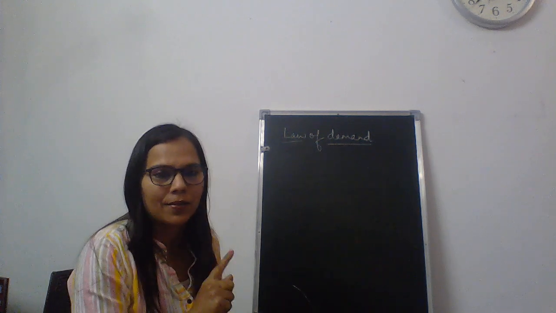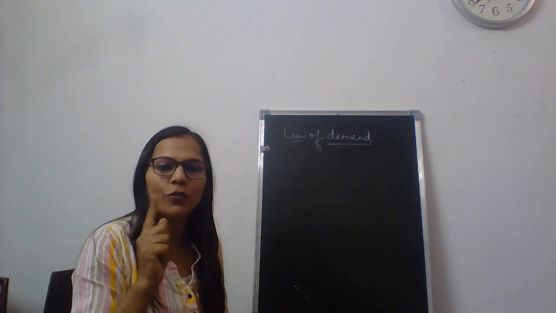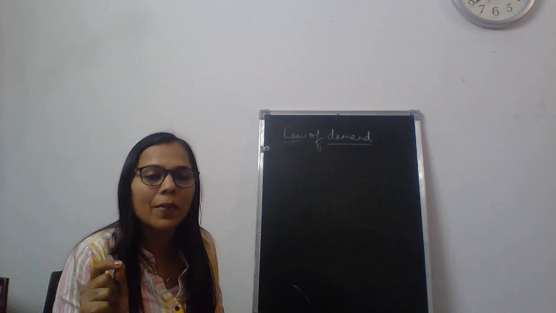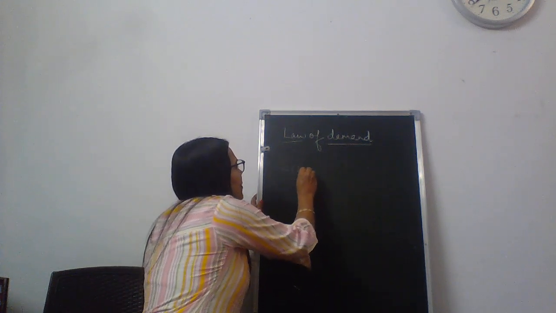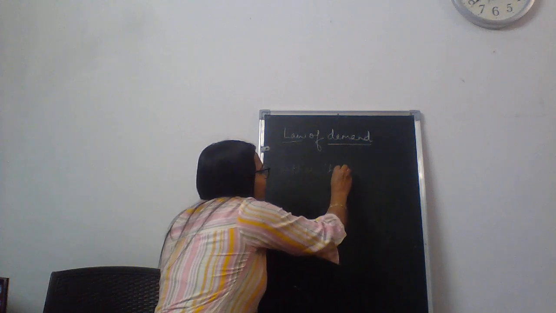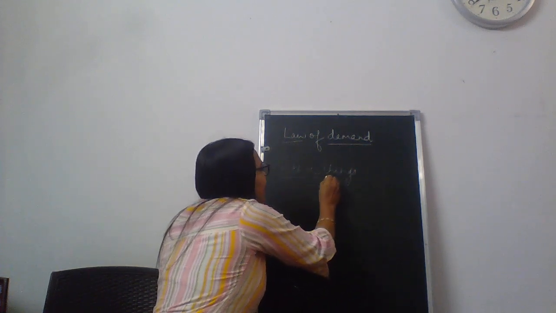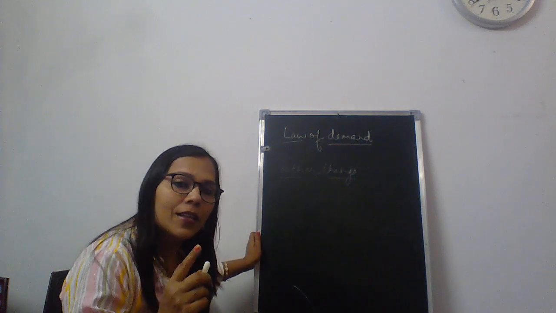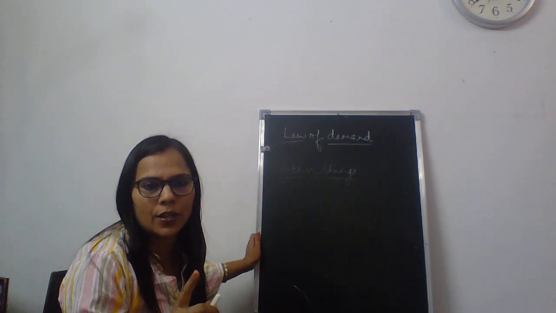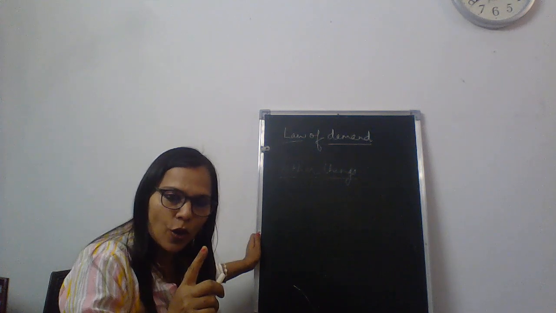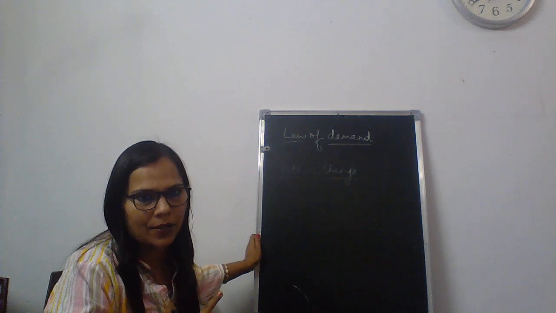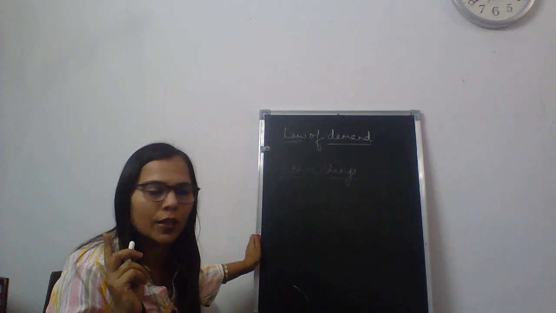quantity demanded. So the statement of the law goes like this: other things remaining constant, there is an inverse relation between price of a commodity and its quantity demanded. So let us see how does it work.